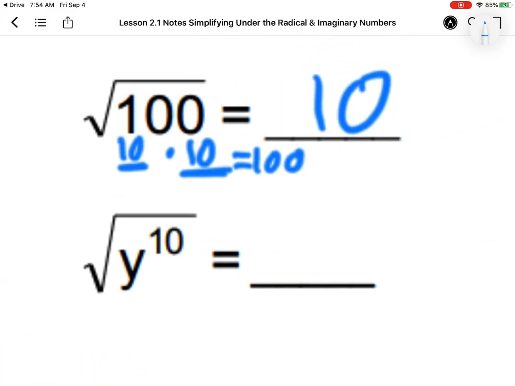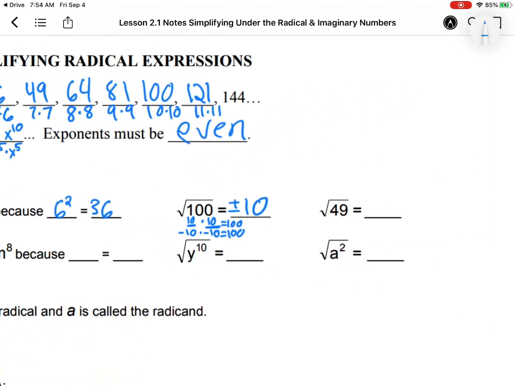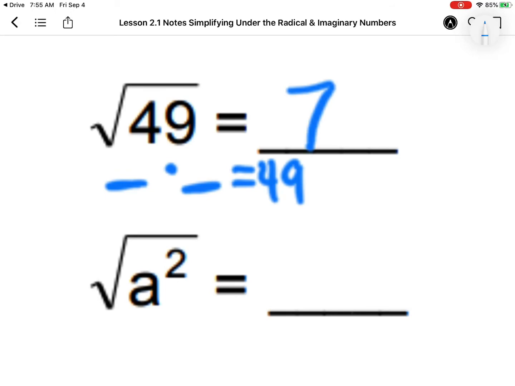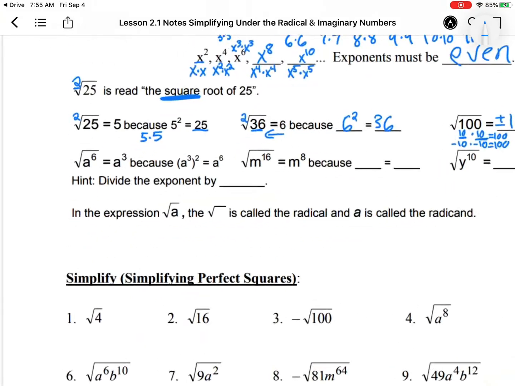Now, while we're on this one, could we not also do negative 10 times negative 10 to get positive 100? Yes. So we're going to show this by putting a plus and minus sign in front of our answers. 49. What times itself gives us 49? 7. And it's plus and minus.